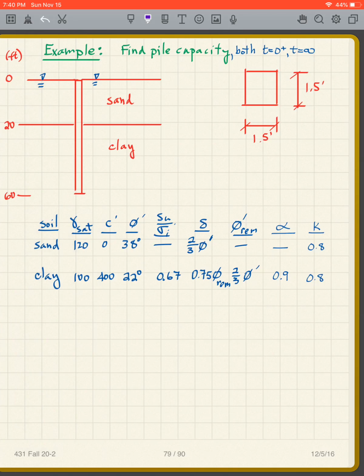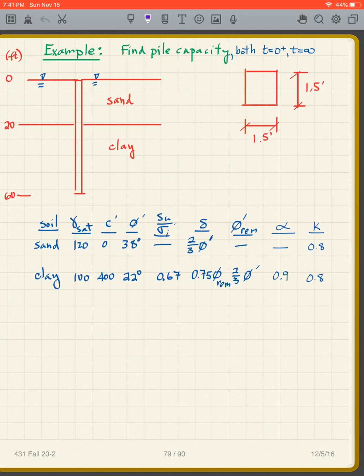Okay, that was another problem there. Another one, find the pile capacity at both t equals 0 plus and t equals infinity. So another problem to work. Okay, so now I have sand, I've got clay. Notice at the tip, what do I have? I've got clay. I haven't specified anything new, so I have clay at the tip.